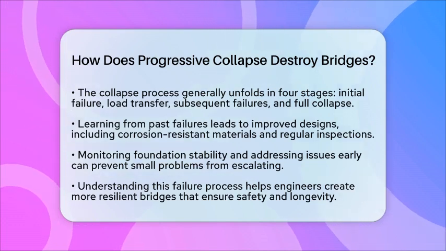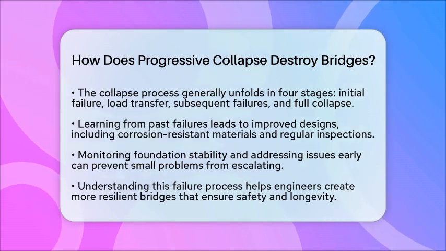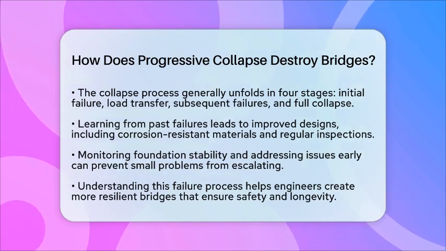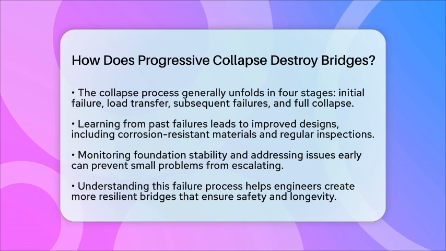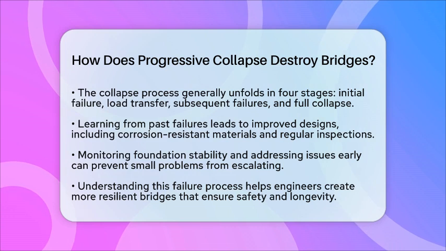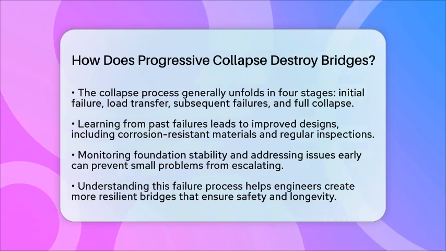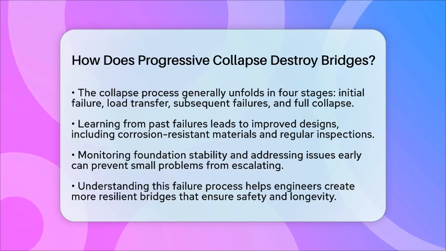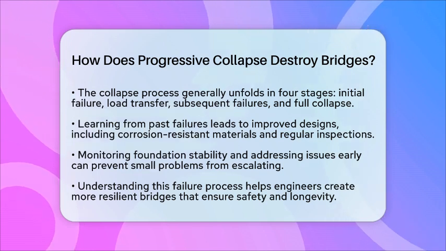Studying past failures helps engineers design safer bridges. They use corrosion-resistant materials, perform regular inspections, and add extra supports to prevent such failures. Monitoring support settlements and fixing foundation issues early can also stop a small problem from turning into a disaster. By understanding how a tiny failure can cascade into a full-blown collapse, engineers can build stronger, more resilient bridges that protect lives and save money.